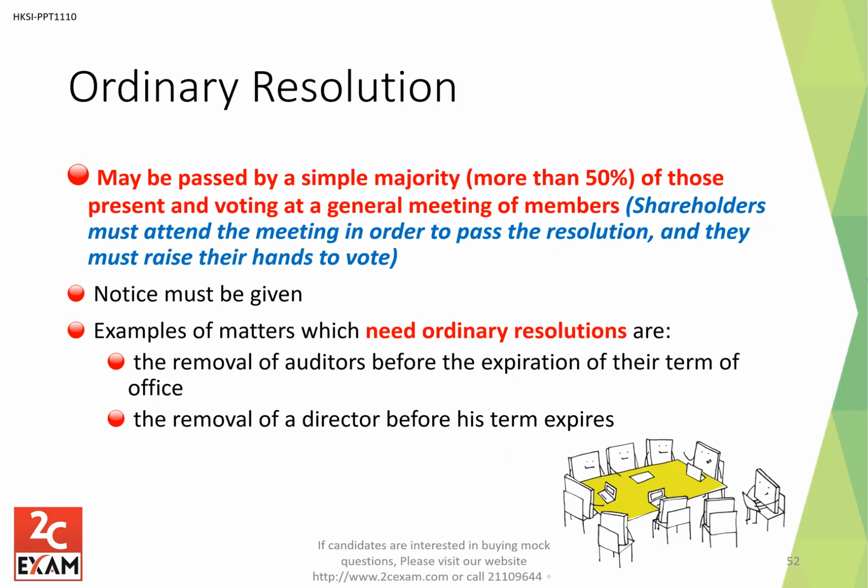So, what is an ordinary resolution? Compared to a special resolution, an ordinary resolution has lower requirements, but shareholders still need to attend the members' meeting and raise their hands to vote in order to pass the resolution. It only requires the approval of shareholders with more than 50% of the voting rights. So, what are the usual matters for an ordinary resolution? Removing directors, appointing new directors, as well as removing auditors and appointing new auditors. These matters cannot be approved through circularization, they must be passed through an ordinary resolution.